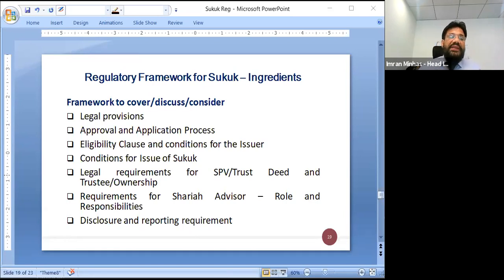also set the conditions for issue of Sukuk. It may include the investment grade rating requirement. Then the security clause: the issuer to arrange appropriate security where required, in a form which is acceptable and eligible for investments. Then the consent of the depository company: if you have a depository system, how to obtain depository consent before issuance, to declare the Sukuk as an eligible security for the depository system.